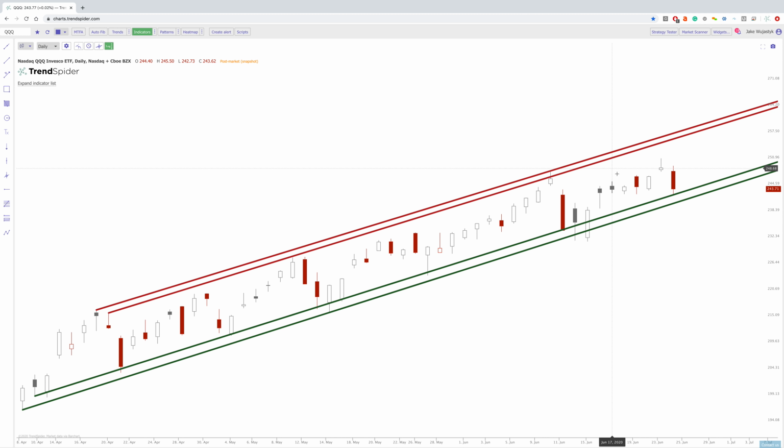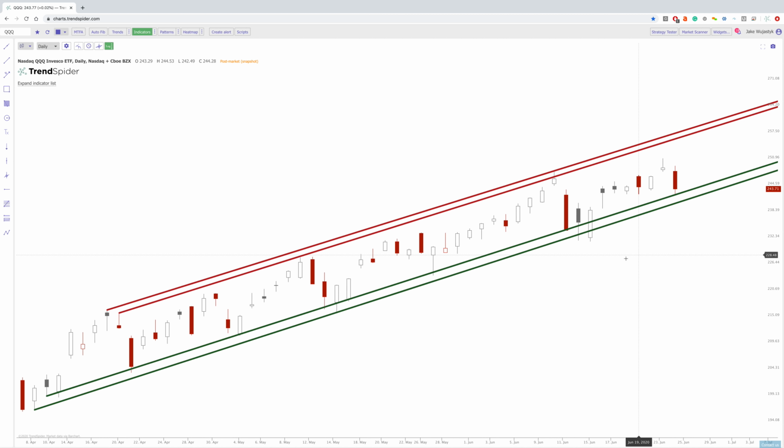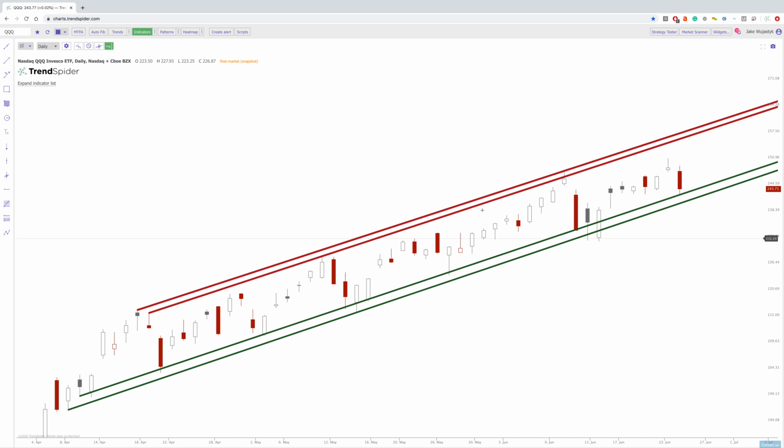So the fact that we do have this kind of perfect test of this previous support, it just goes to show you guys it is really important sometimes to use these different techniques, drawing trend lines not with one trend line, but with two. Notice here the technique is simply just taking this wick, connecting it to this wick, and then taking this wick, connecting it to this wick, and you can see how well this respected this price action here on June 10th.